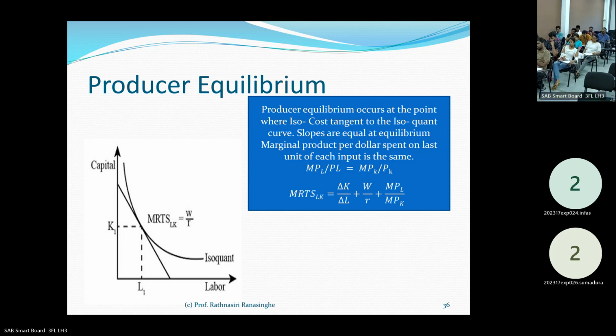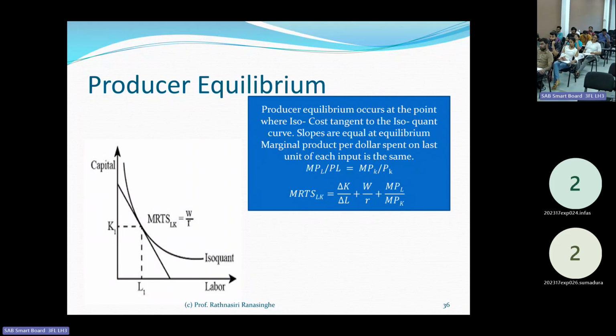Marginal productivities and the prices, you take into account. So in the producer's equilibrium, the most important things are the marginal productivities and the factor prices. This equilibrium occurs at the point where the isocost is tangent to the isoquant curve, when the slopes are equal. At that point, we know the marginal product per dollar spent on each factor.